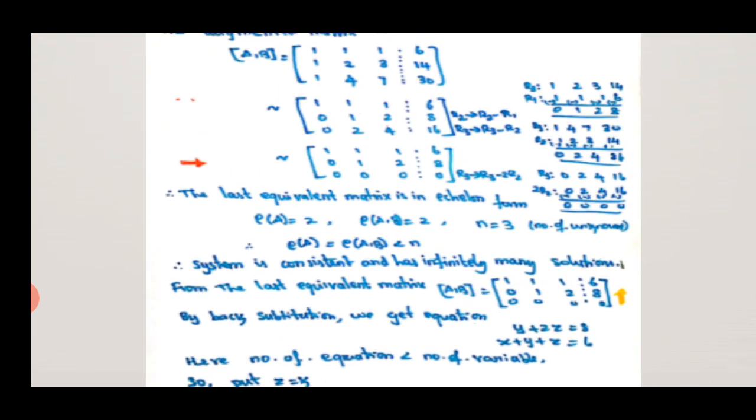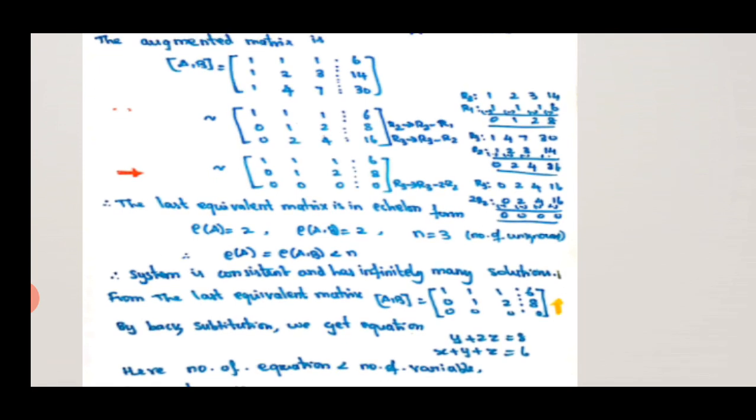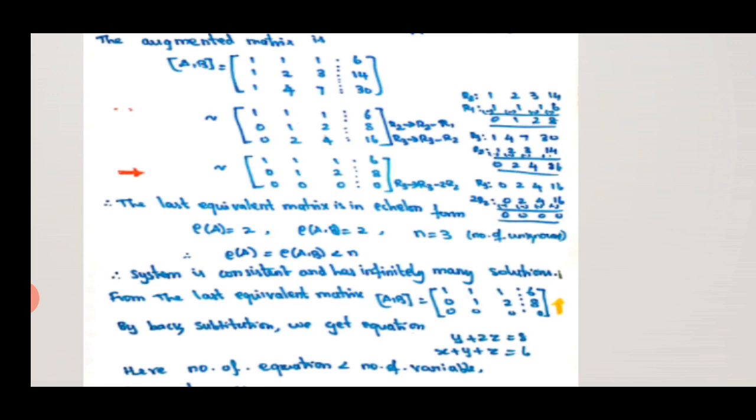So I'm going to take the transformation R2 implies R2 minus R1. Sideward you can see the calculation. R2 entries are 1 2 3 14 and R1 entries are 1 1 1 6. While subtracting we get 0 1 2 8. So this should be filled in the second row now.